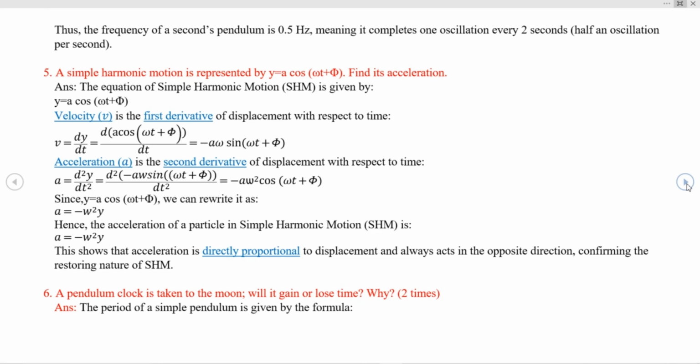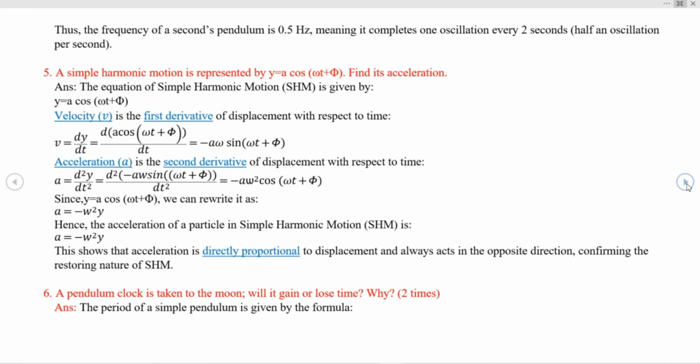Since the given equation is y equals A cos(omega t plus phi), we can rewrite the acceleration as a equals minus omega square y. Hence, the acceleration of a particle in SHM is a equals minus omega square y. This shows that acceleration is always directly proportional to the displacement and always acts in the opposite direction, confirming the restoring nature of SHM.